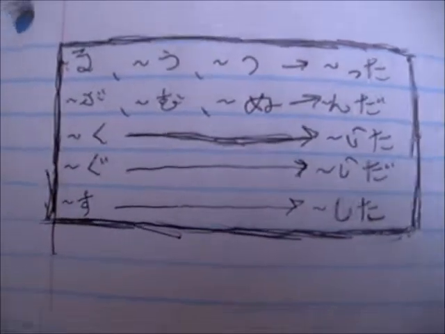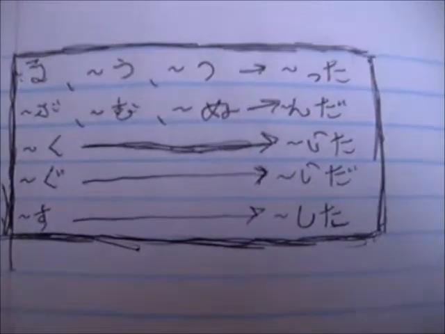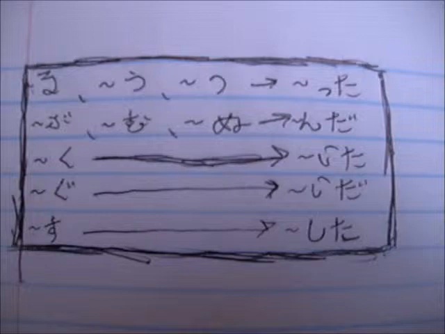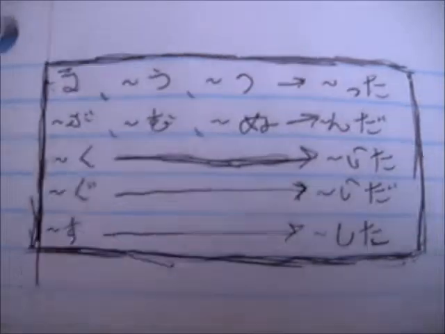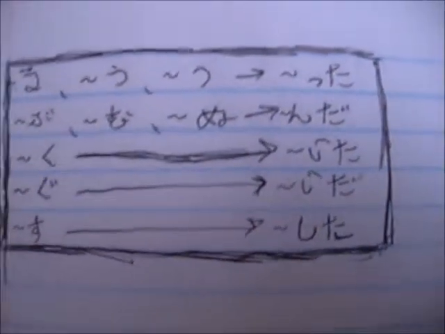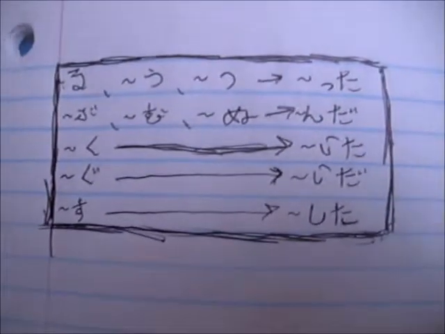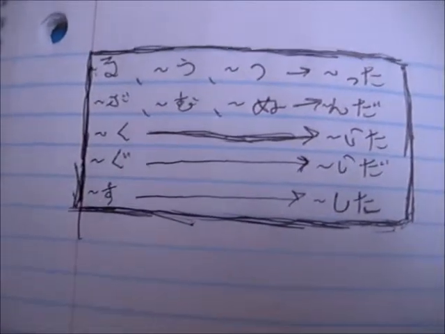There's a chart that you could follow. The chart is: ru, u, and tsu become tta. Bu, mu, and nu become nda. Ku becomes ita, gu becomes ida, and su becomes shita. This is something that you should remember. It's the only real hard part about conjugating verbs. The te and ta forms are conjugated the same. You just replace the ta with the te, or the da with the de. Try to conjugate the two verbs that I taught you, nomu and hanasu.